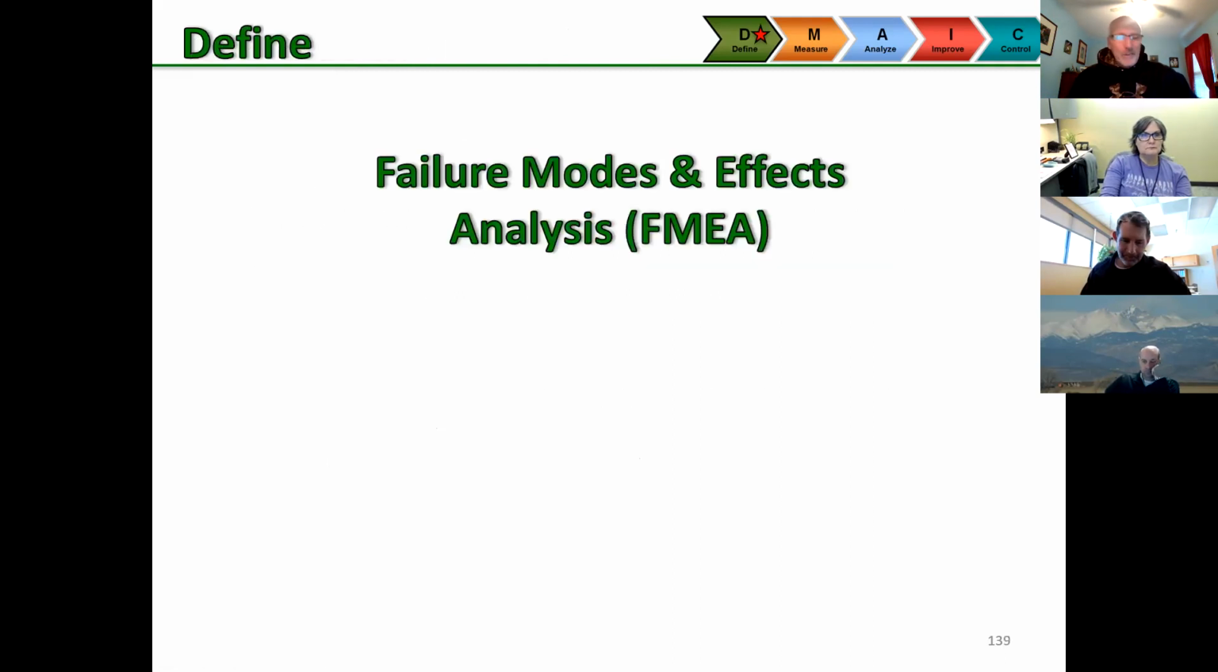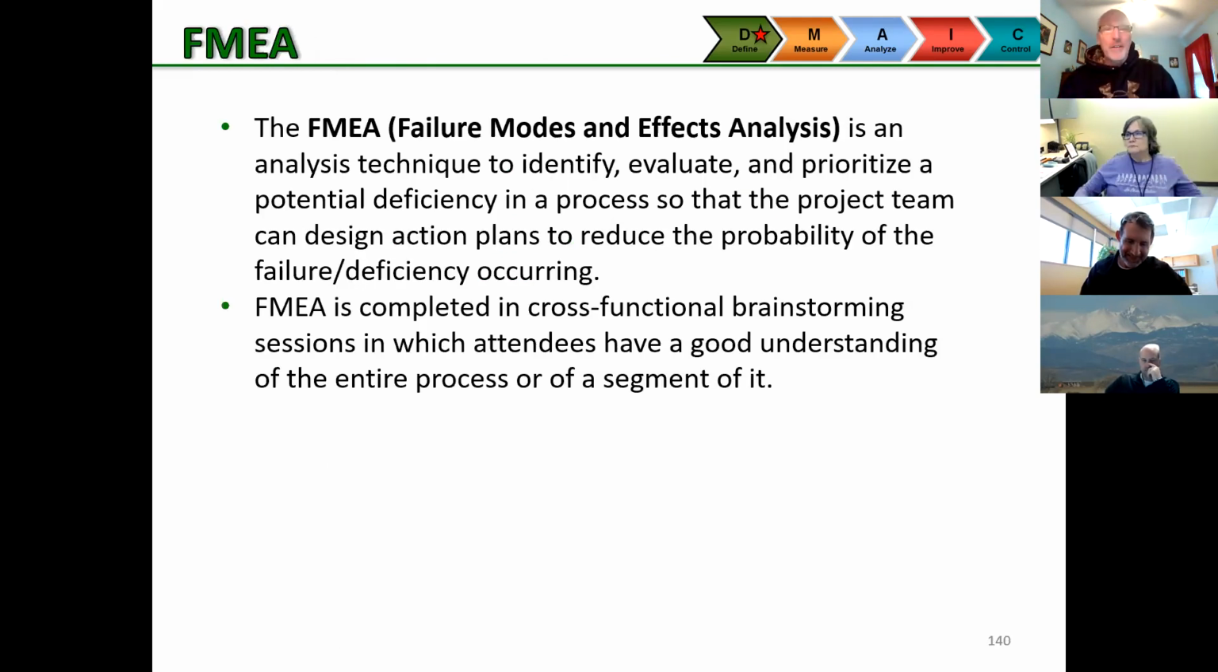So here we go. Another fine tool. We did affinity diagrams, now today FMEA. But there's no homework on this one. I couldn't think of anything good to give you for homework. So the FMEA is an analysis technique to identify, evaluate, and prioritize a potential deficiency in a process so the project team can design action plans to reduce the probability or possibility of that happening.